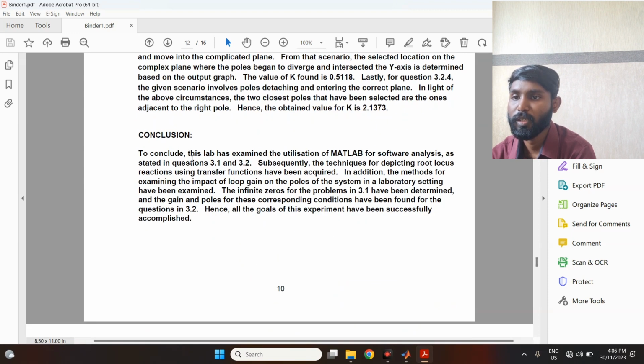To conclude, this lab has examined the utilization of MATLAB for analysis as stated in questions 3.1 and 3.2. The techniques for depicting root locus using transfer functions have been acquired. In addition, the methods for examining the impact of loop gain on the poles of the system have been examined. The infinite zeros for the problems in 3.1 have been determined, and the gain and poles for the corresponding conditions have been found for the questions in 3.2. Hence, all the goals of this experiment have been successfully accomplished.